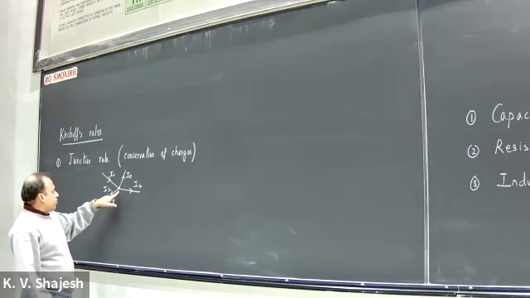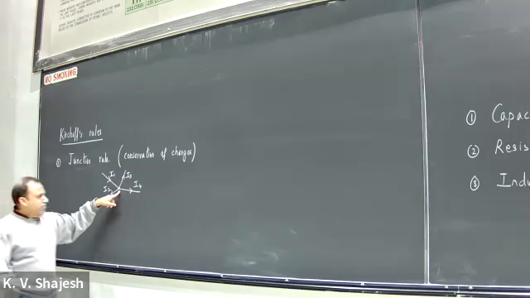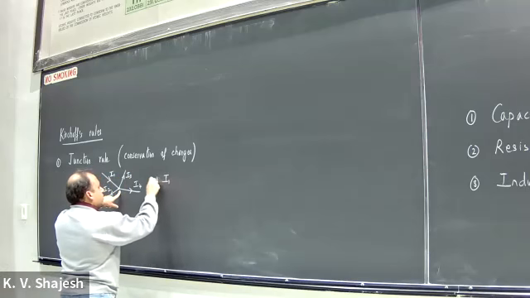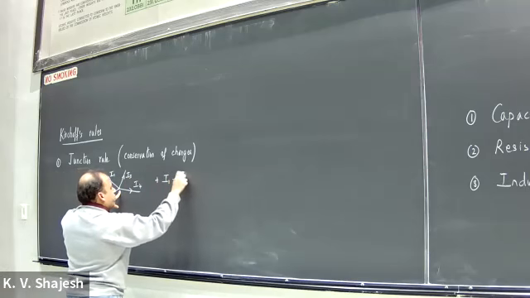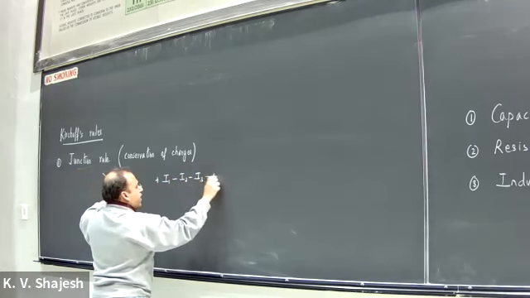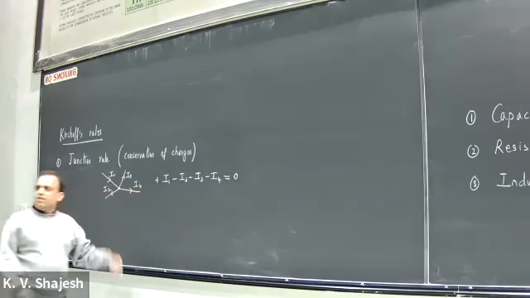Let's say from this point, whatever is coming in is positive and whatever is going out is negative. In that case, you would say this is plus I1 minus I2 minus I3 minus I4 is equal to 0. That's the junction rule.